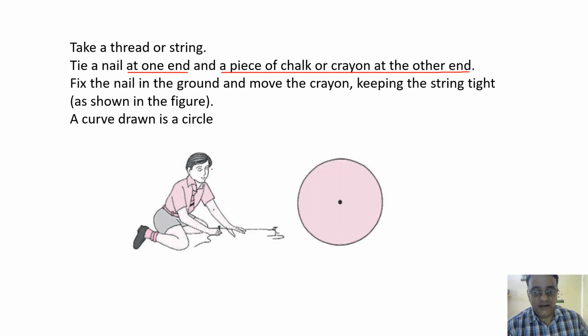See, this boy, what he did: he fixed the nail in the ground, and then he moved a crayon, keeping the string tight all around the ground. So he got one curve, and this curve is a circle. So this is a very small activity to draw a circle using nail, string and chalk. Now we are moving towards one very important topic, parts of a circle.